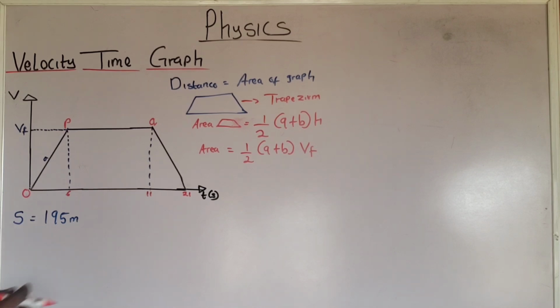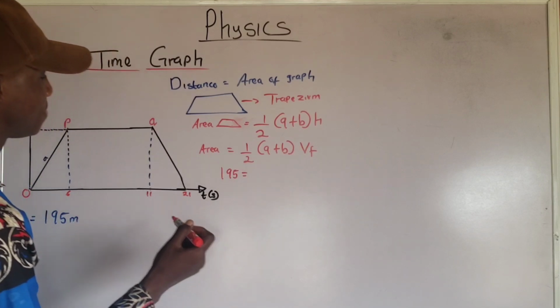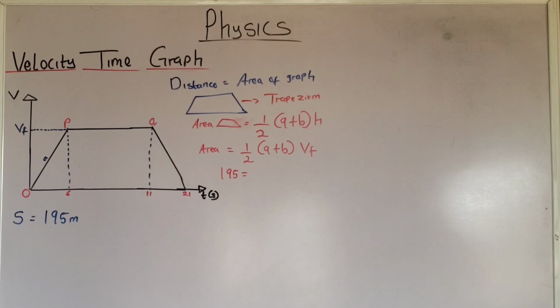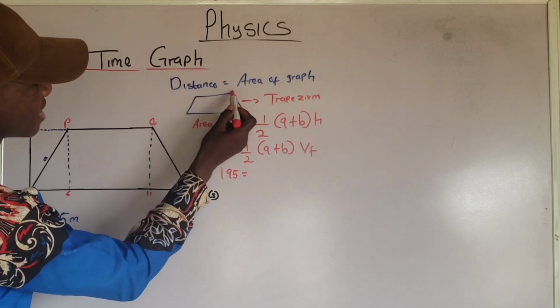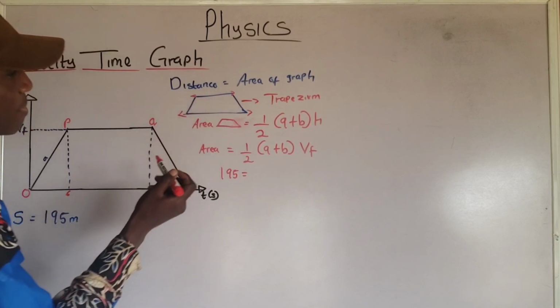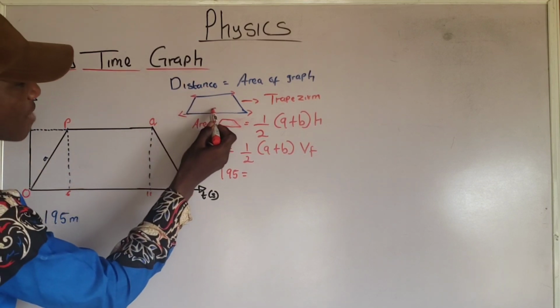Are you paying attention? Now, the area is equal to the distance. The total distance on the velocity time graph is the same as the area of that graph. So area is 195 meters. So I'm going to have 195 is equal to 1 over 2 (a plus b) Vf. A and B in the trapezium are those parallel sides that can never meet. If you look at this trapezium, this line and this line can never meet. So these sides that are parallel to each other are known as A and B.